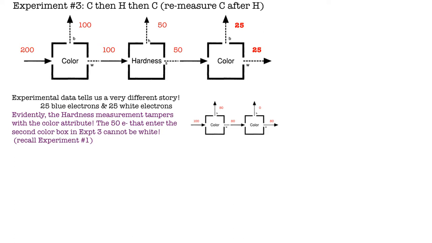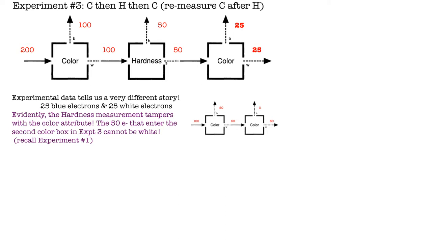Because remember, if we just did color followed by color with no hardness in between, then every single one of those 50 electrons entering the second color box would come out the white port. So somehow the insertion of hardness here changes that outcome. And I think it would be perfectly natural to assume that, okay, if an electron goes into a hardness box, the act of making the hardness measurement somehow destroys the color. And so the presence of this box is to blame.